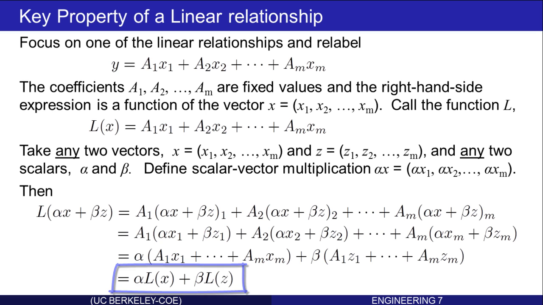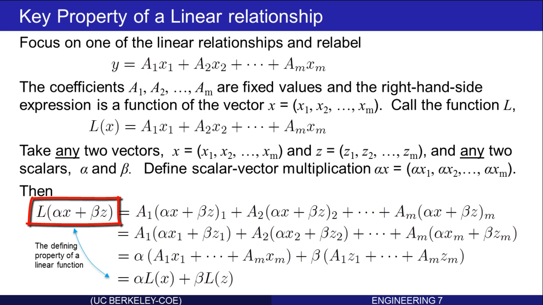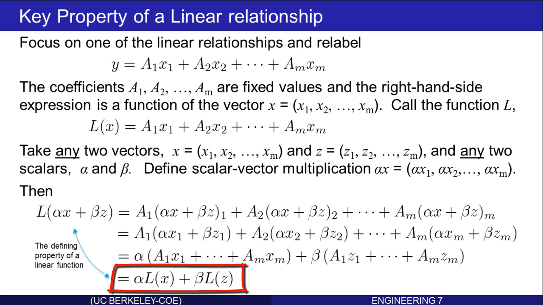This held for any x and z and any alpha and beta, and that's the defining property of a linear function. A function is linear if when it acts on the scaled sum of two vectors, it always results in the scaled sum of the function acting individually on the vectors.